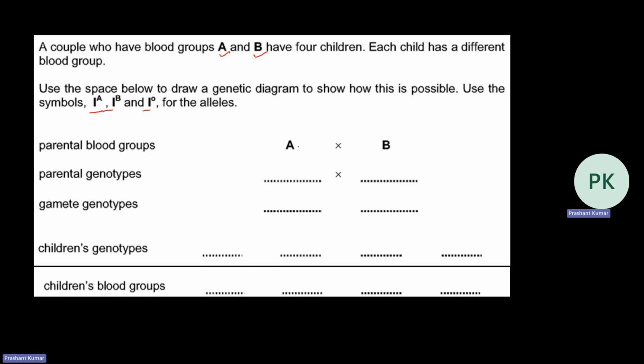So first of all, they are not in the homozygous form. They are in the heterozygous form. Gamete: this man will produce 2 types of gamete, IA and IO. This woman will produce IB and IO. Now you can do a cross, make a Punnett square.